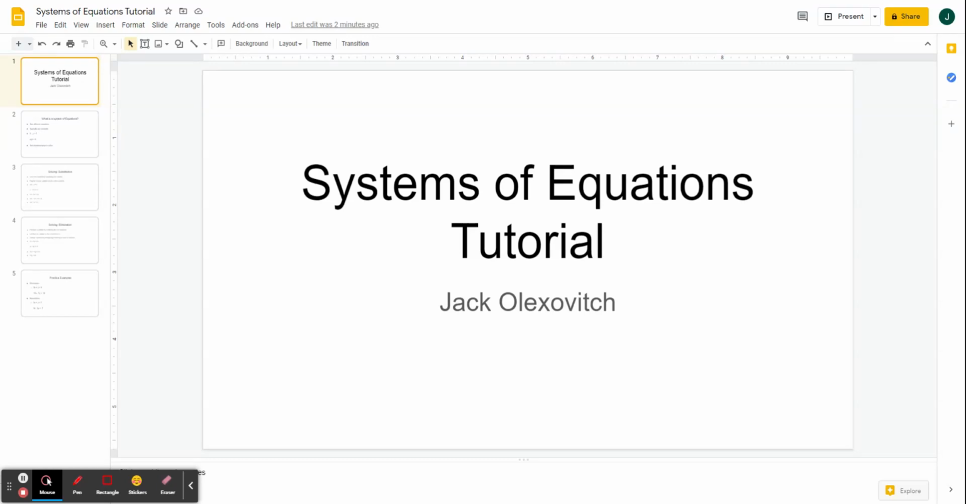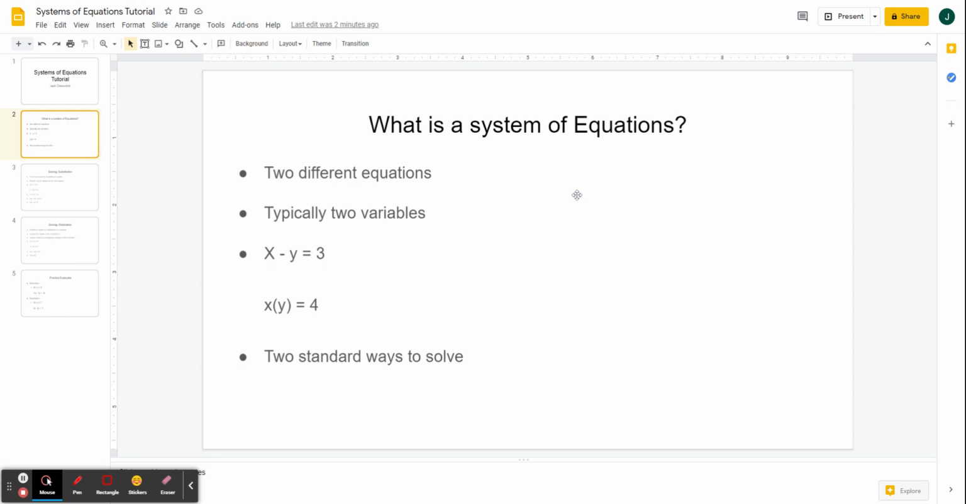The next algebraic topic I'm going to cover is systems of equations. So, what is a system of equations? A system of equations is actually two different equations that you need to solve. And typically, they are made up of two variables. There are some that could be made up of three, but for this tutorial, we're briefly going over just the two-equation one.